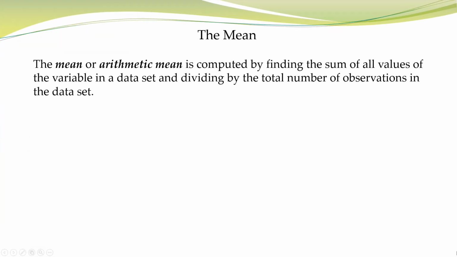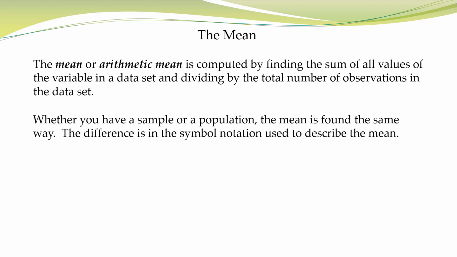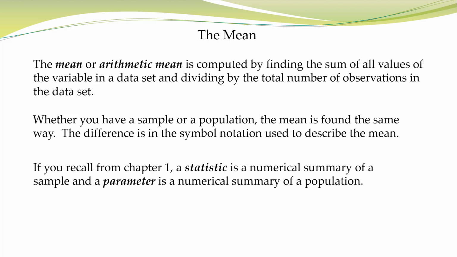The mean, or arithmetic mean, is computed by finding the sum of all values of the variable in a data set and dividing by the total number of observations in the data set. Whether you have a sample or a population, the mean is found the same way. The difference is in the symbol notation used to describe the mean. If you recall from Chapter 1, a statistic is a numerical summary of a sample, and a parameter is a numerical summary of a population.